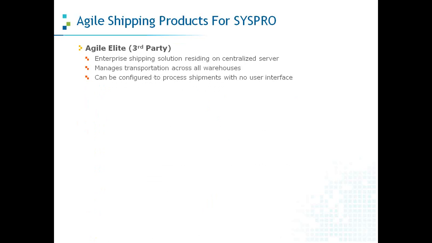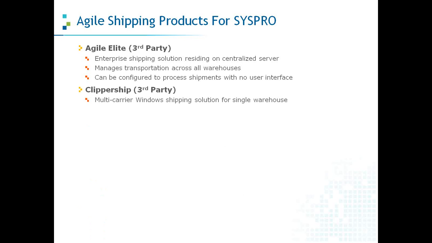So we've got 3 different products that we integrate with Syspro. One is called Agile Elite, and it's third-party shipping software, meaning that we develop that software outside of UPS and FedEx and the other carriers. It's an enterprise shipping solution, and it resides on a centralized server, and it can manage your transportation across all your warehouses. It can even be configured to process shipments with no user interface, and it can integrate to order entry and so on. It's a very high-end transportation management solution.